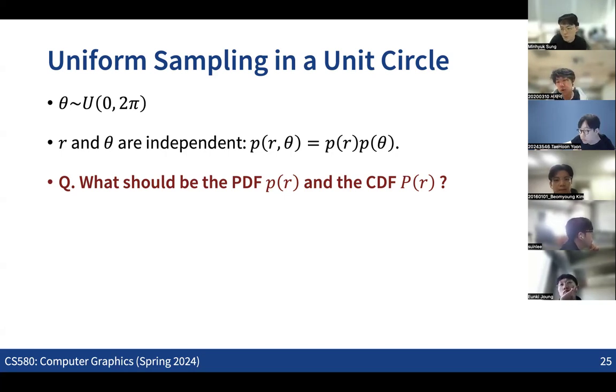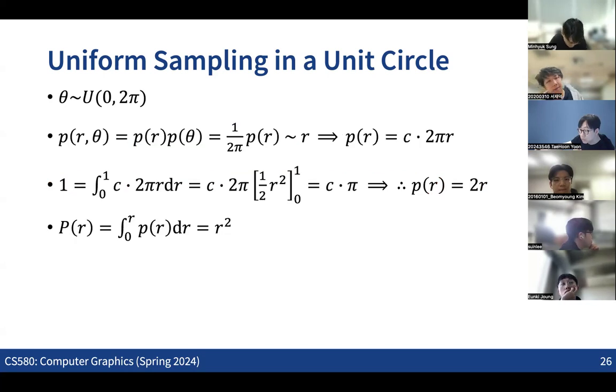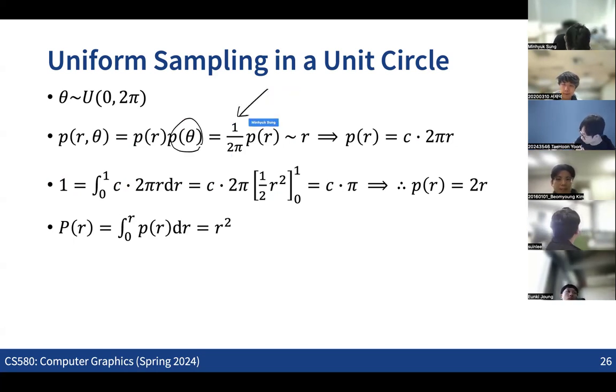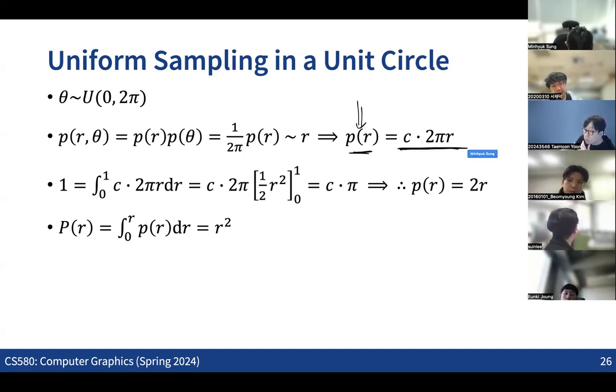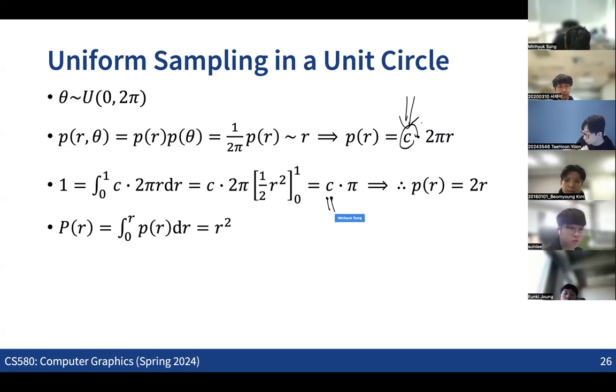Yeah, so as you can see, this might be kind of simple. The PDF for theta becomes nothing but 1 over 2 pi, right? And we want the density function for r to have this form. So it's a matter of finding the constant term C here. By taking the integral of this PDF, we can see that C should be 1 over pi. Based on that, the PDF now becomes 2 times r, right?